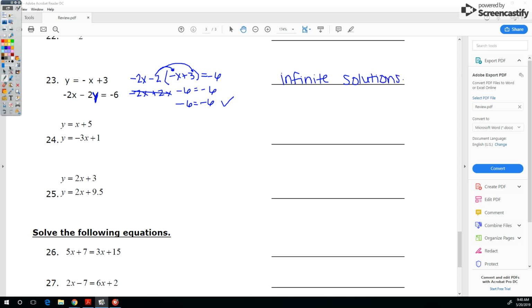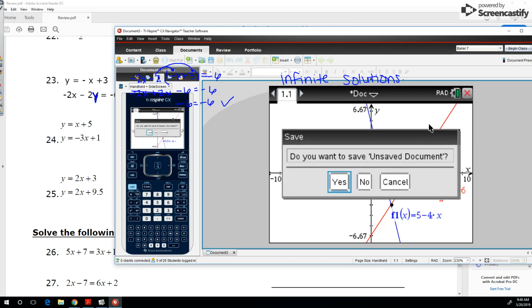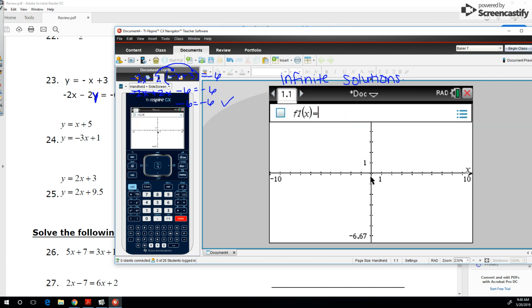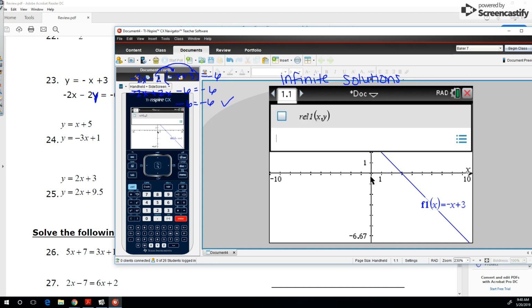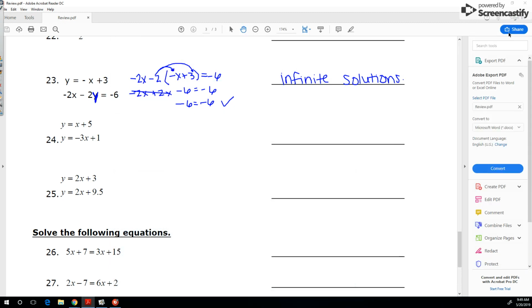So let's check that out on the graph. y equals -x plus 3. And since the second equation is not in slope-intercept form, I have to press backspace or delete, go down to relation, -2x minus 2y is equal to -6. Yeah, they're the exact same line, right on top of each other. Infinite solutions.